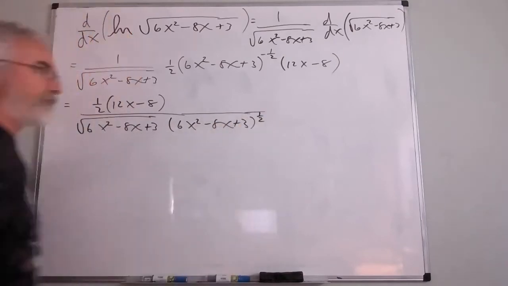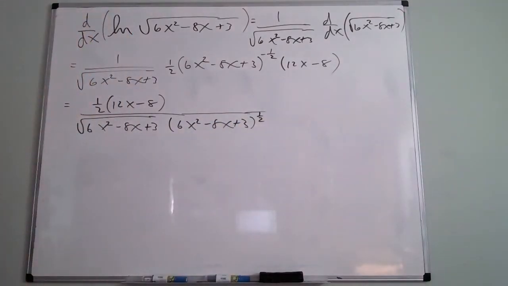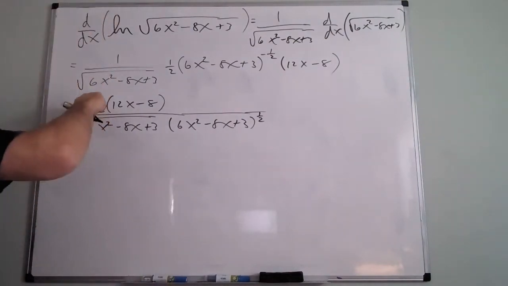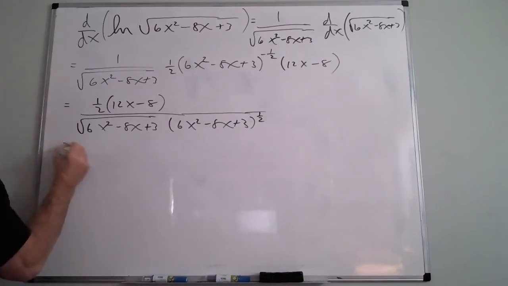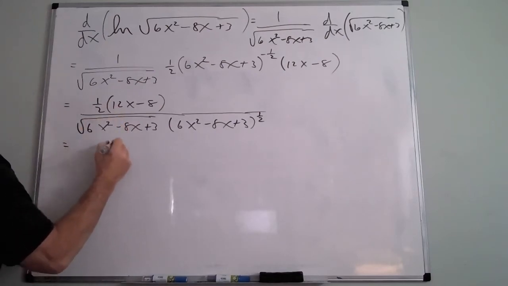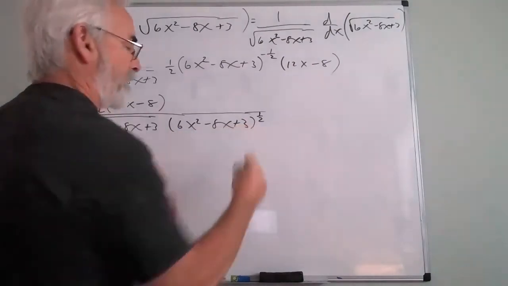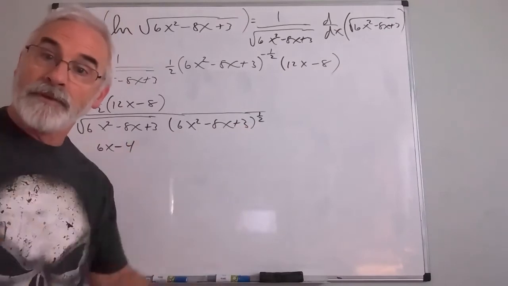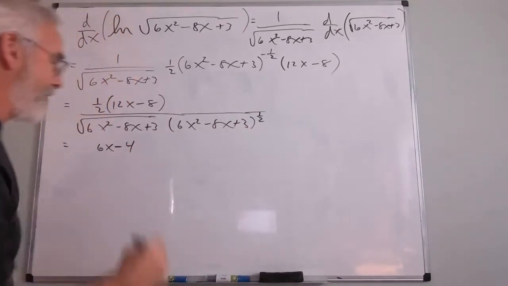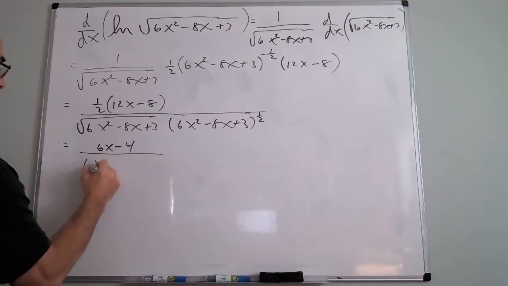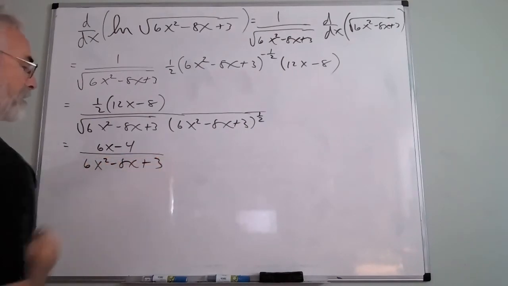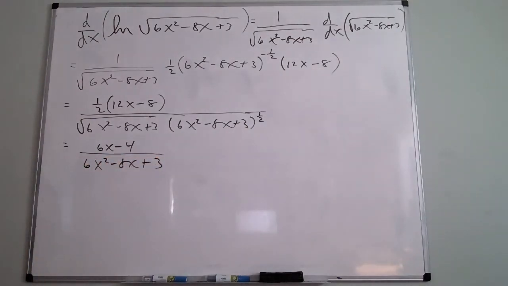Everybody good? We're done with the calculus. Now we just got to clean up this mess. Now look at the top. Can I distribute that 1/2? I think I can. That would be 6x minus 4. Square root, thing to the 1/2. Can I combine them? Yeah, they're both square root. And unless I can factor the denominator, I'm done. All right, cool. Well, that wasn't that bad.